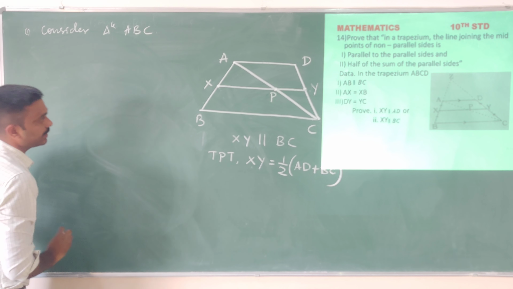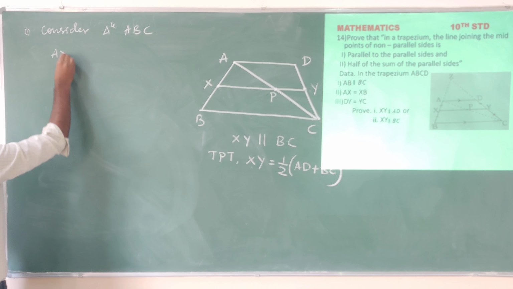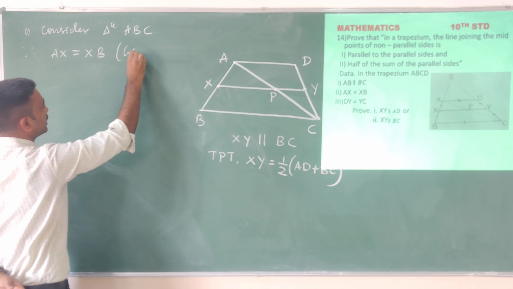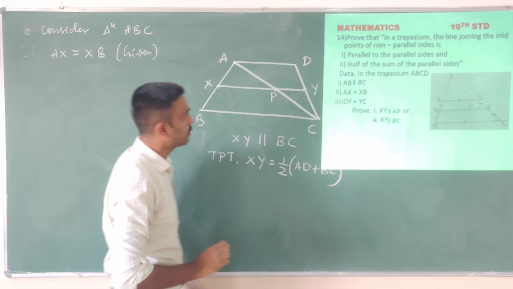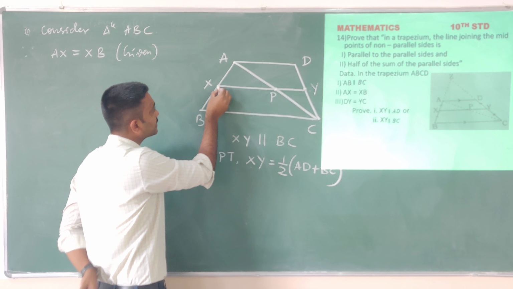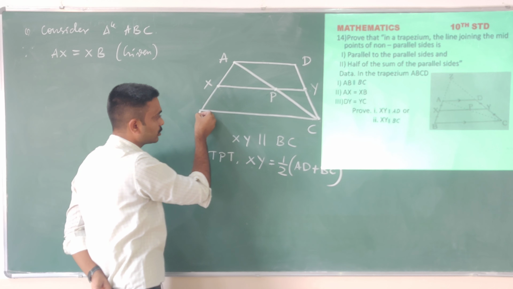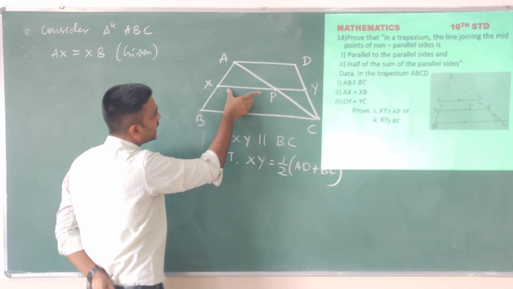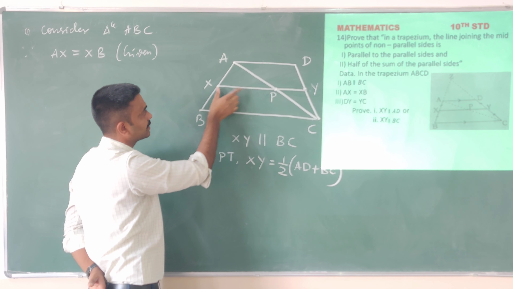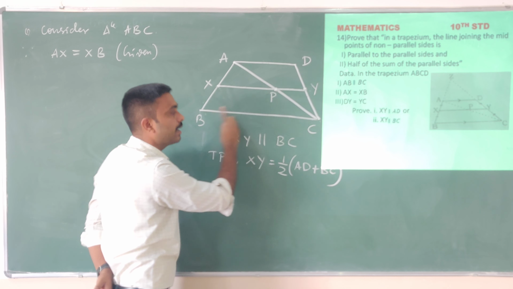Now in triangle ABC, clearly AX is equal to XB, which is the given condition. Why is it given? They already told us that the line joins the midpoints of the non-parallel sides, so X is the midpoint of AB and hence AX is the same as XB. Now we need to show that the line segment XP is equal to 1/2 times BC.